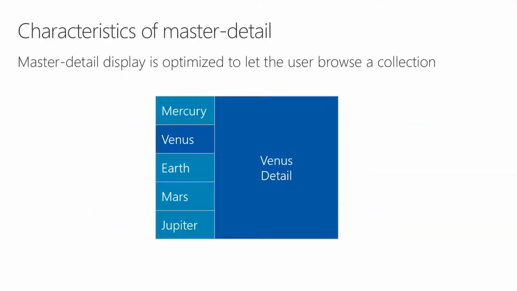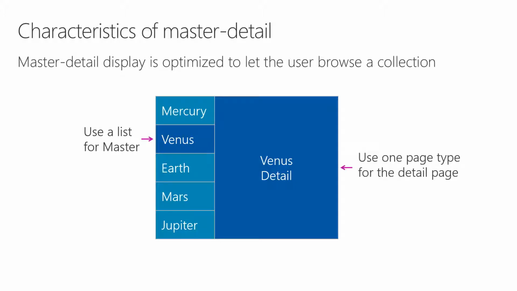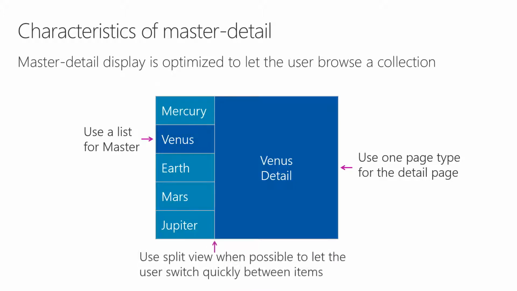Now, master detail or split UI is optimized to allow users to browse and examine a collection. We use a list for master, and this is because we're browsing a collection and we may not know how many items are in the collection until runtime. And because we're browsing a collection of items of the same type, we only need to define a single detail page. The same page type can be used to represent any item in the collection. And we prefer to use split view when possible so users can quickly switch between items. Again, this may not be possible on smaller screens.